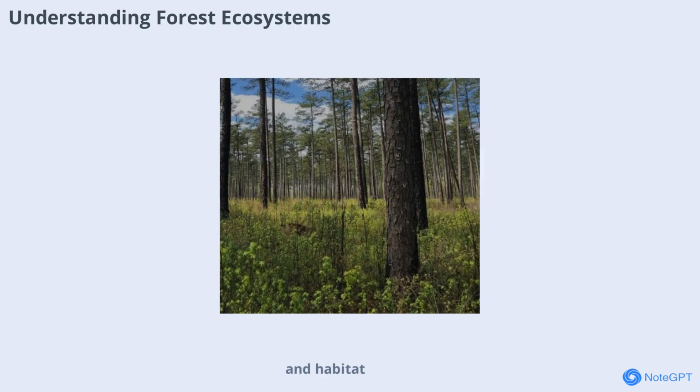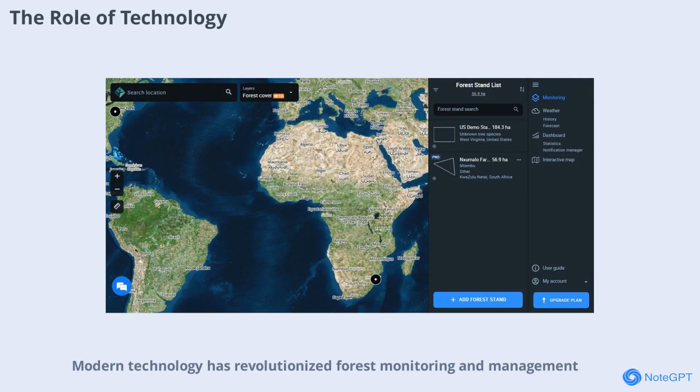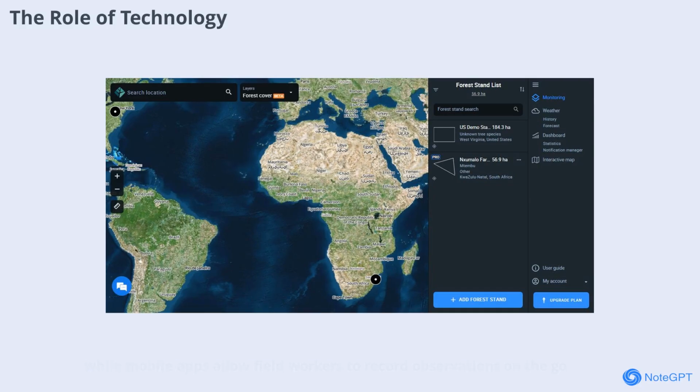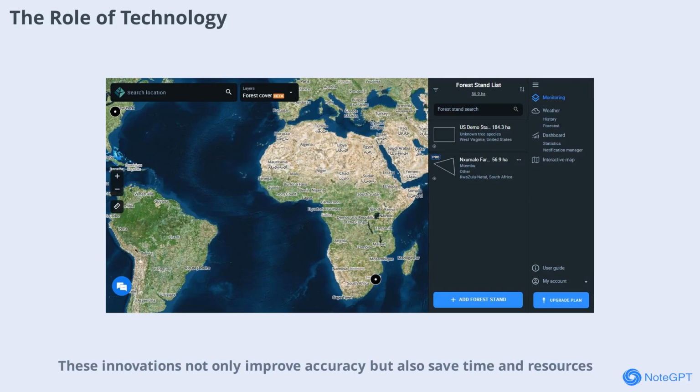Modern technology has revolutionized forest monitoring and management. Tools like satellite imagery, drones, and remote sensors provide real-time data on forest conditions, making it easier to detect changes and respond quickly. Geographic information systems (GIS) help map and analyze large areas, while mobile apps allow field workers to record observations on the go. These innovations not only improve accuracy but also save time and resources. By embracing technology, forest managers can make more informed decisions and adapt to new challenges with greater confidence.